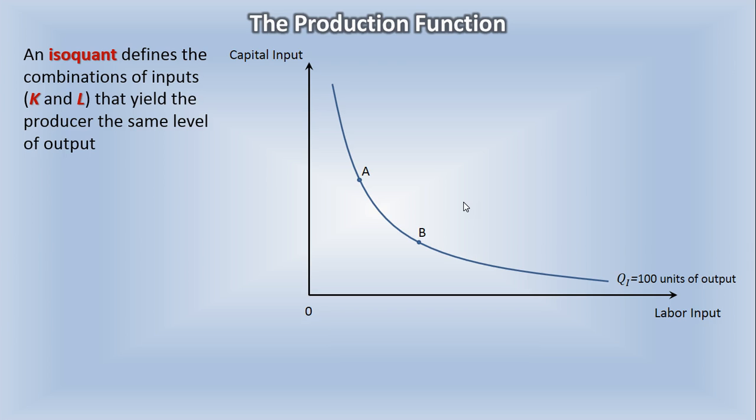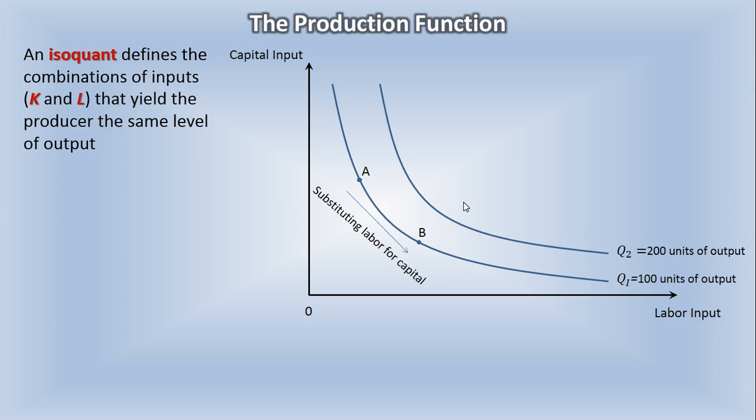So here is an isoquant, same quantity, meaning that all combinations of capital and labor along this curve will yield the same amount of output, which is 100 units of output. As we're moving along the isoquant, we're substituting labor for capital. We're lowering the amount of capital and increasing the amount of labor, but we're keeping the amount of output at the same amount.